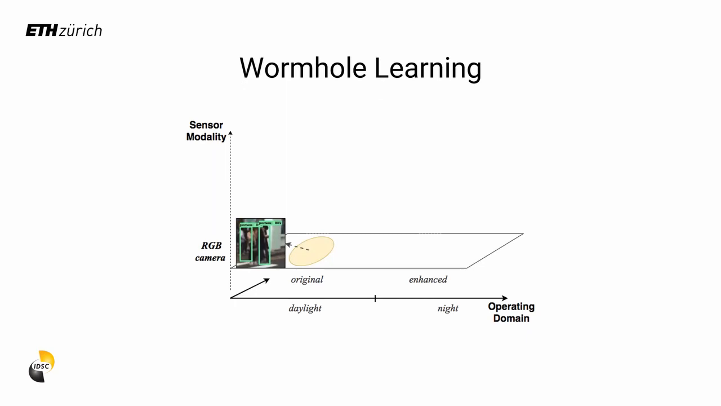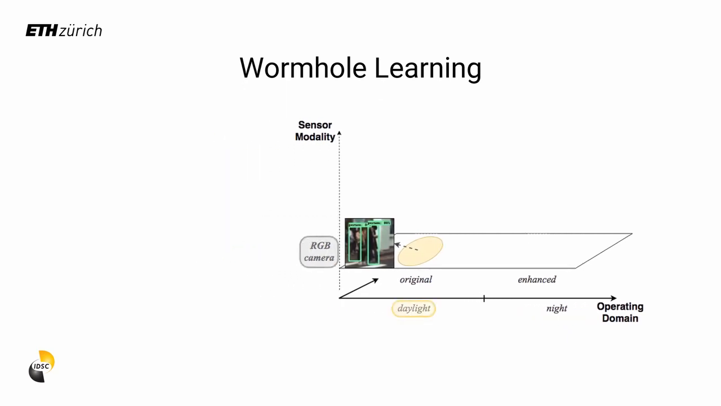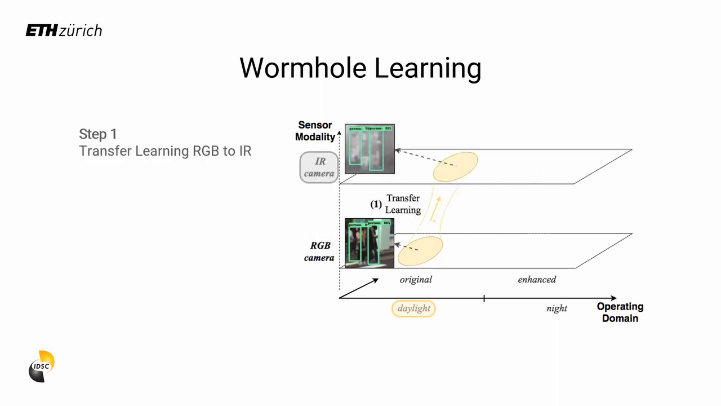Wormhole learning consists of 3 steps. We first start off with an RGB detector trained only on daytime data. In step 1, we perform transfer learning from the RGB domain to the infrared domain. Given access to paired video streams from an IR and RGB camera, we can train a detector in the IR domain using labels generated by the RGB detector.